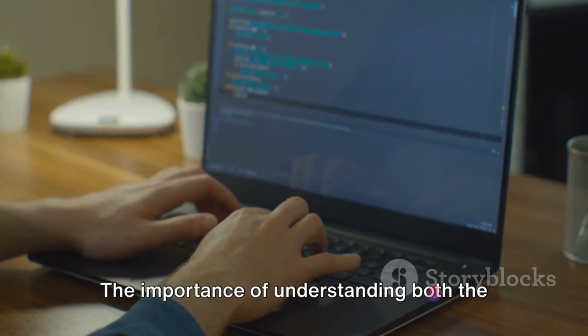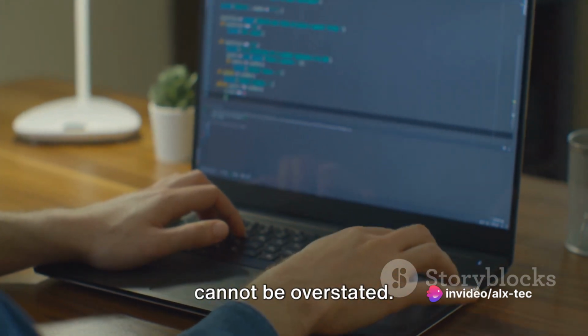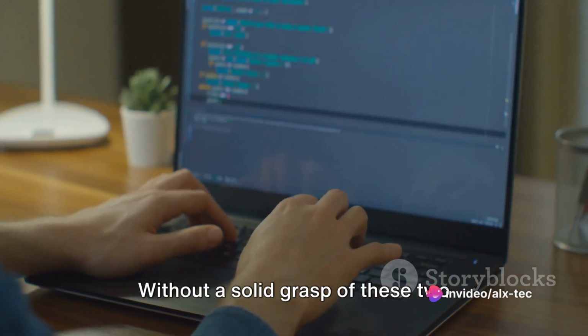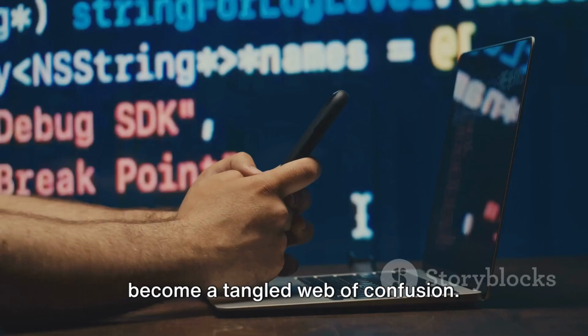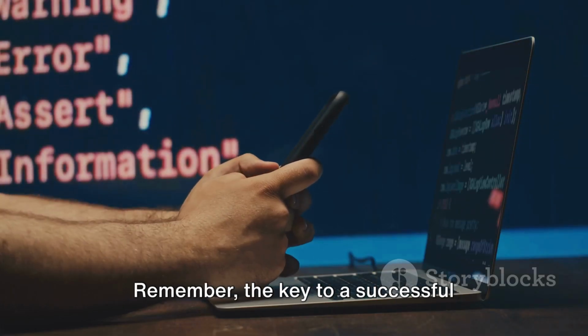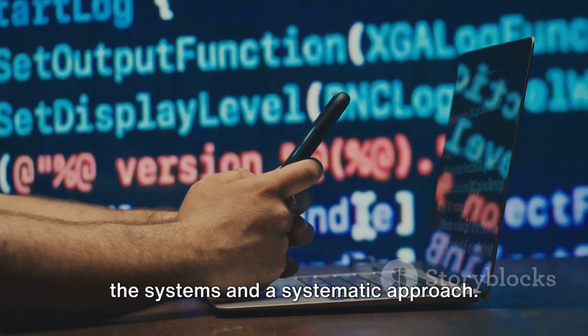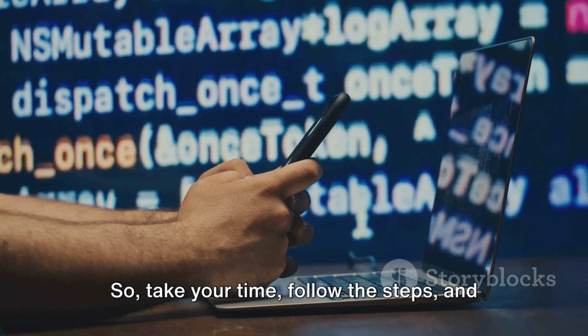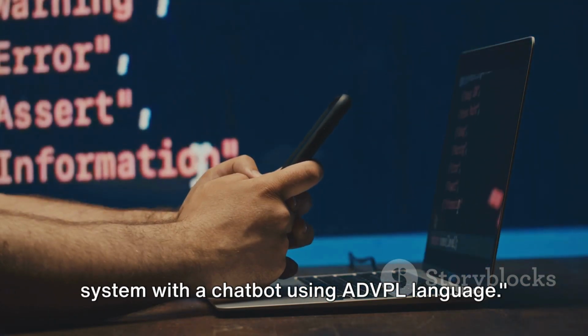The importance of understanding both the Protheus system and the ADVPL language cannot be overstated. Without a solid grasp of these two elements, the integration process could become a tangled web of confusion. Remember, the key to a successful integration is a thorough understanding of the systems and a systematic approach. So take your time, follow the steps, and you'll be able to integrate the Protheus system with a chatbot using ADVPL language.